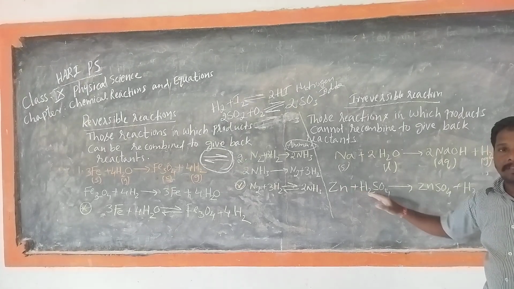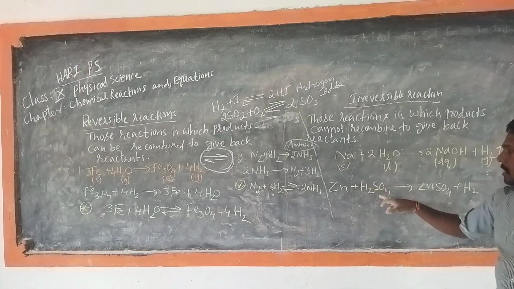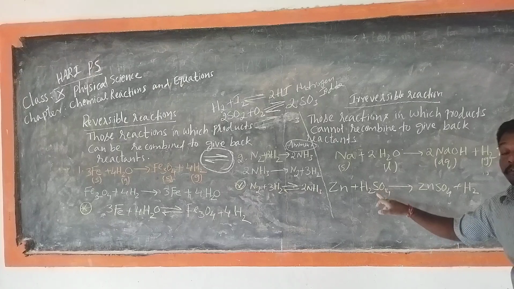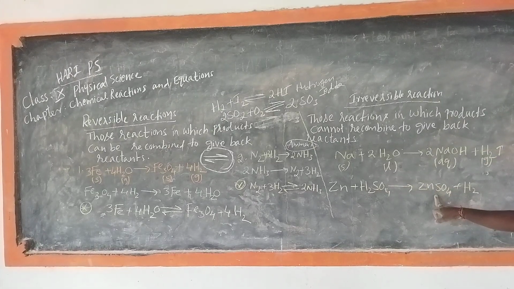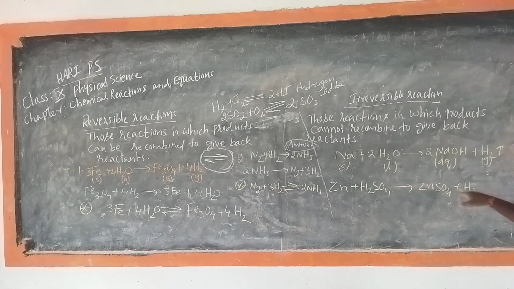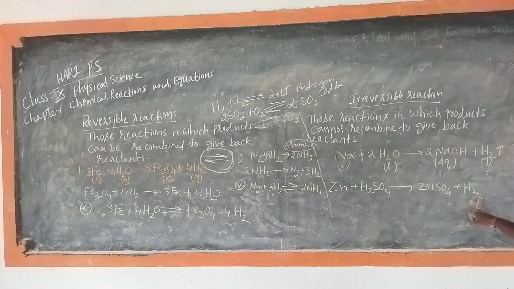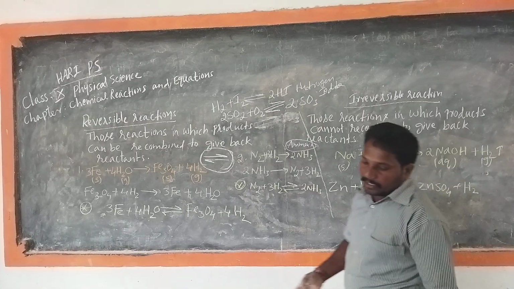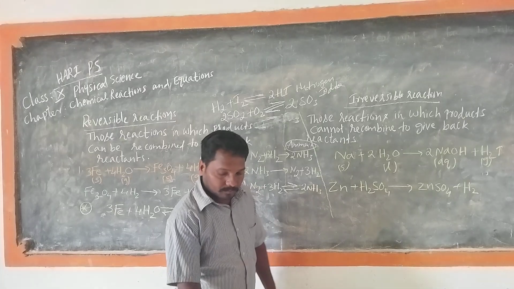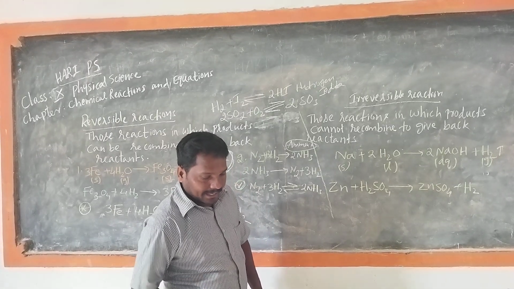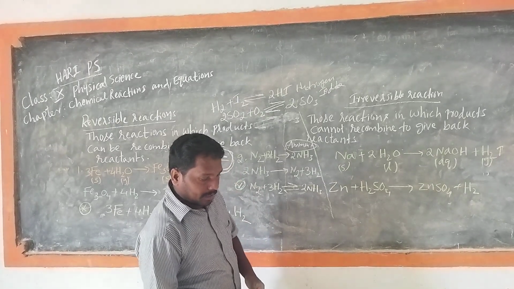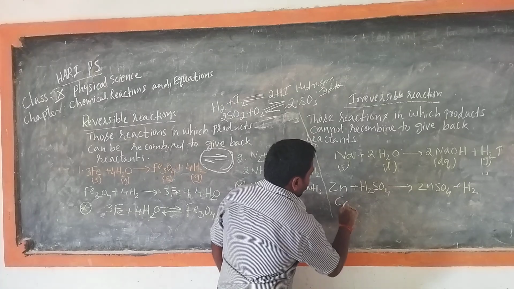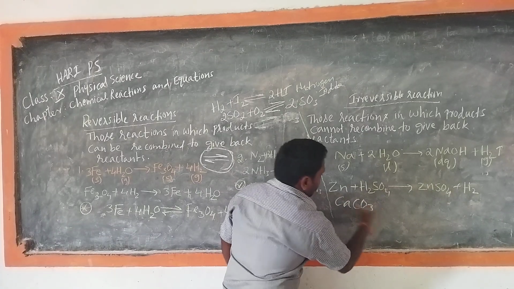Similarly, the reaction of metals with acids. When zinc reacts with sulfuric acid, it gives zinc sulfate and hydrogen. So this is also an example of an irreversible reaction.